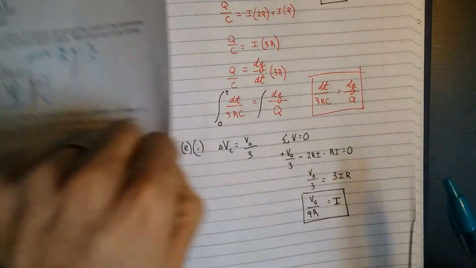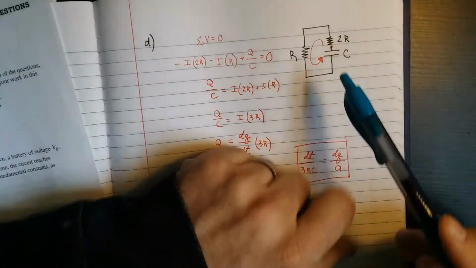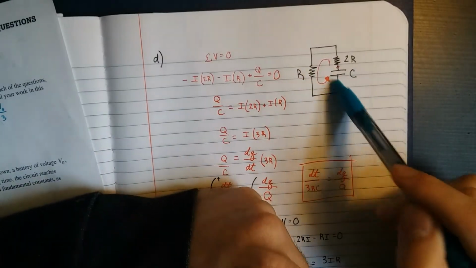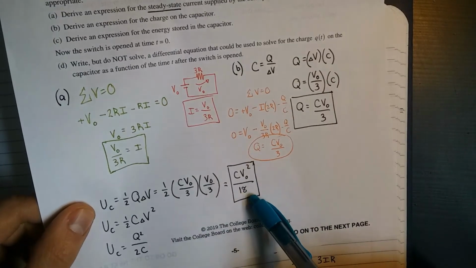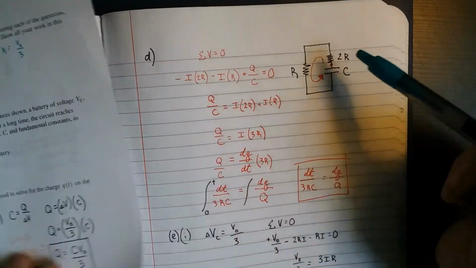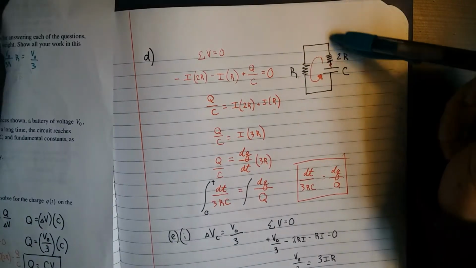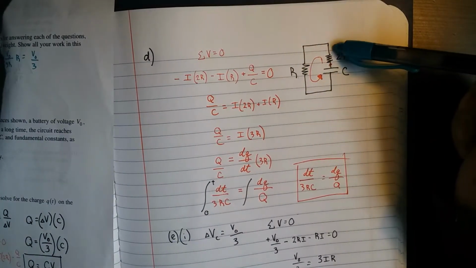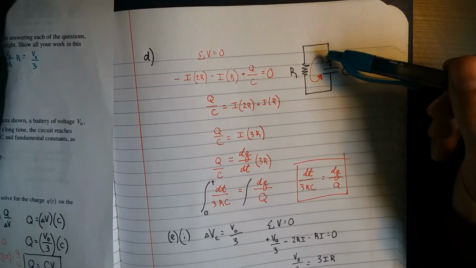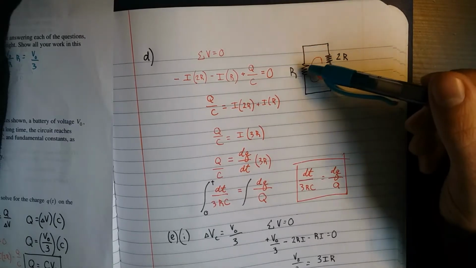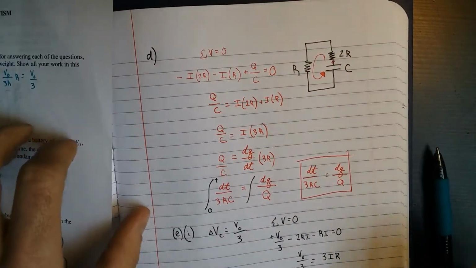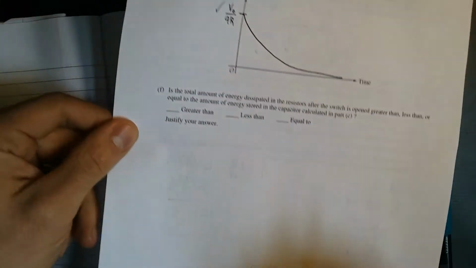So, this capacitor has a lot of potential energy. All that potential energy we found, CV naught squared over 18, then gets released, and the charge travels across these resistors. And that energy dissipates into heat. Any resistor is going to heat up as charges travel across it.